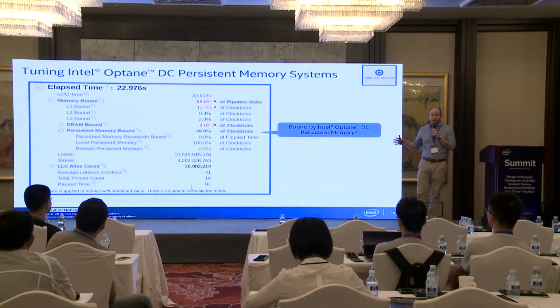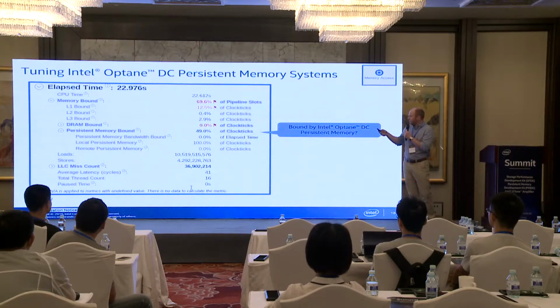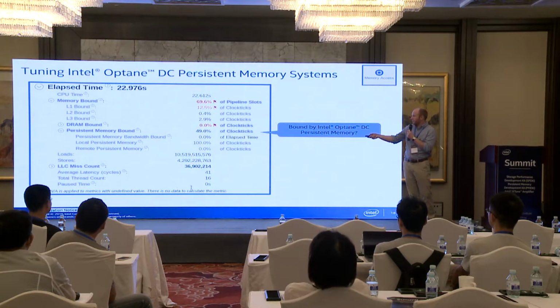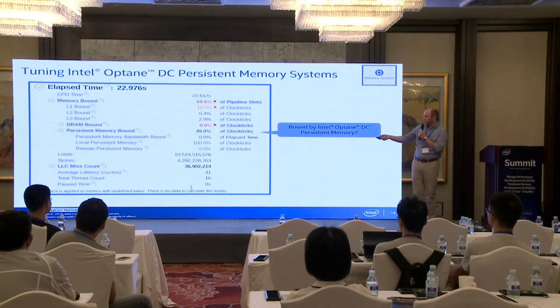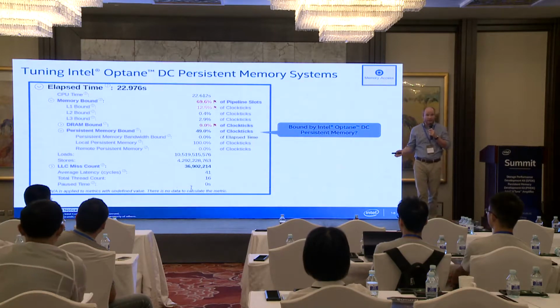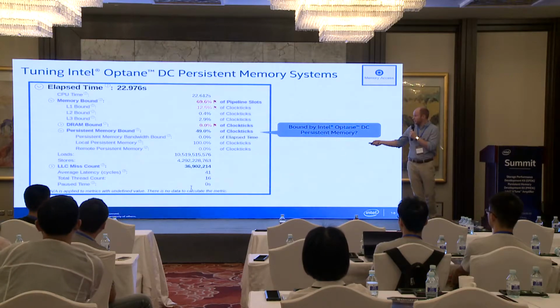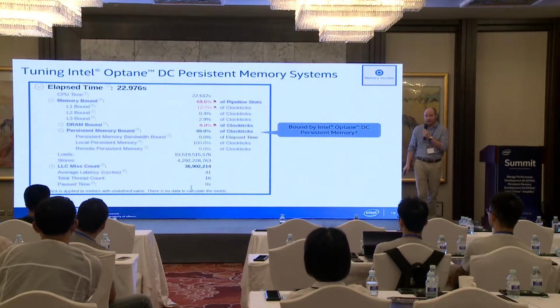Those metrics have been available in VTune for a very long time. Those are these bound metrics here. How often are you bound by the L3? How often are you bound by the DRAM? Well, now, with this new technology, we've added a metric for persistent memory bound.